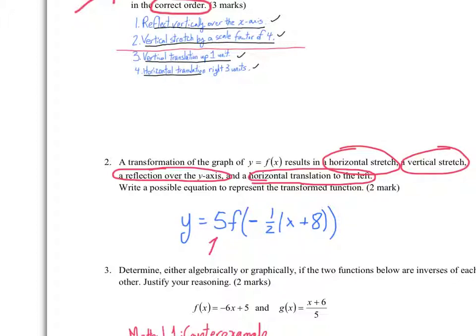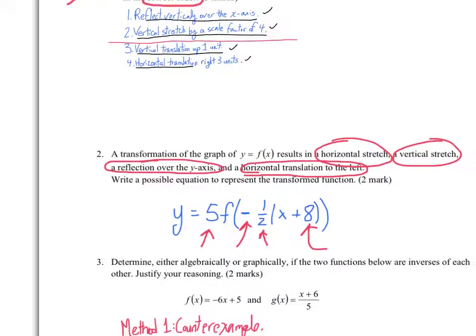Here's my vertical stretch. This 1/2 gives me my horizontal stretch. This negative sign gives me the reflection over the x-axis. And finally, this +8 gives me a horizontal translation to the left. Now you could have done any other number in those 3 number cases, although you do need the negative sign where it is.